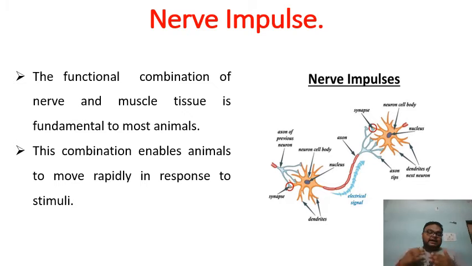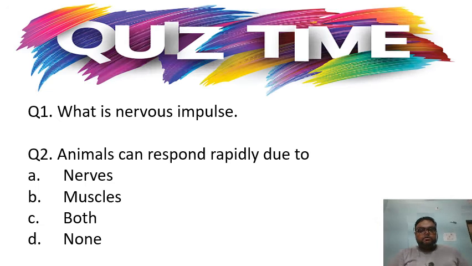So there is an integration between your nerves and also an integration between your muscles, right? So the nerves and the muscles together, this enables the functional combination, right? Okay, students, have you understood this point? Right. So now let's move ahead.